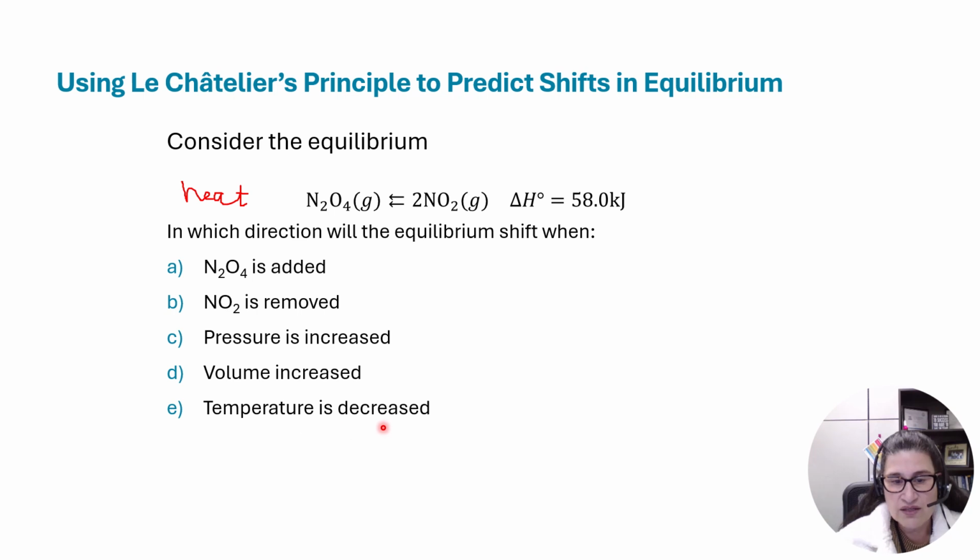And finally, the temperature is decreased. So in this reaction, since it's endothermic, hot is on the left, colder is on the right. So if I decrease the temperature, it says, no, I'm too cold. I need the temperature to go up. So in order for the temperature to go up, I have to shift to the side that makes it hot, and that would be the left.